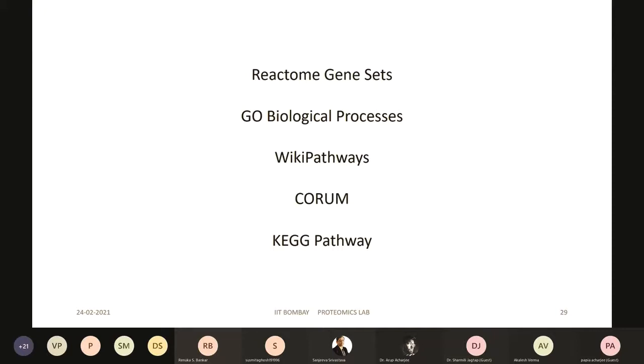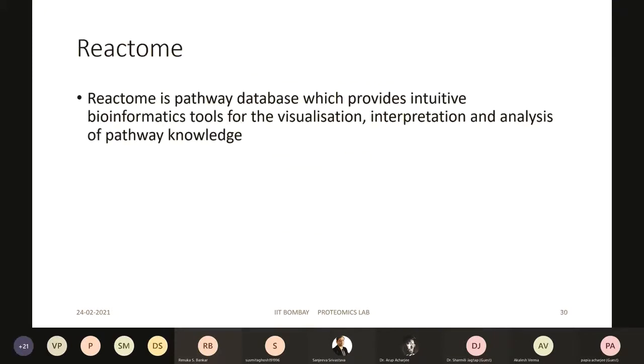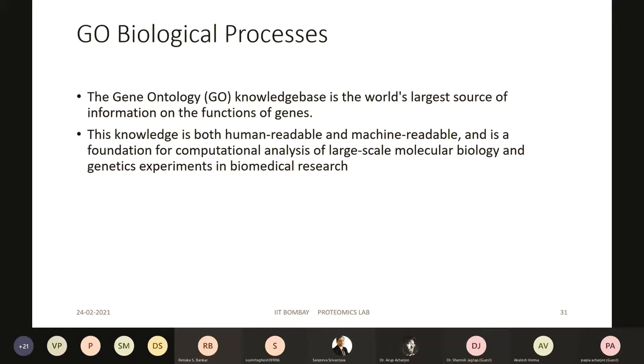This allows you to get a better picture. I would briefly describe, so Reactome is a pathway database. We will be talking with the inventor, or the man behind Reactome, today, so I'm not dwelling deep into it. Then there is the Gene Ontology Knowledgebase. It's the largest source for information on function of genes.